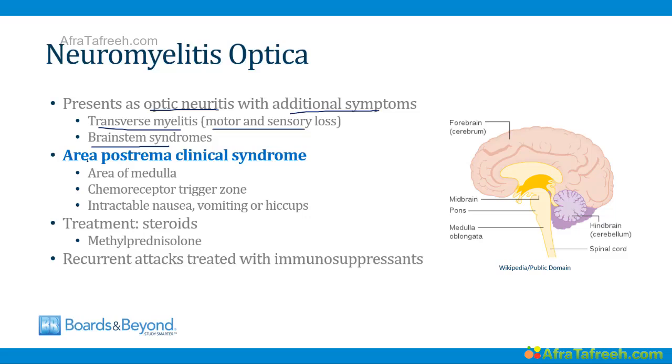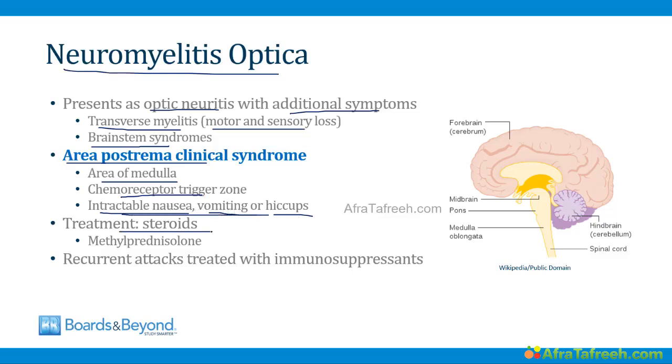There is one way that neuromyelitis optica can present that is different from MS, and that's called an area postrema clinical syndrome. The area postrema is an area of the medulla in the brainstem, and it's what contains the chemoreceptor trigger zone. This is what makes people nauseous when they receive chemotherapy. And so when neuromyelitis optica leads to lesions of the area postrema, that causes the patient to develop intractable nausea, vomiting, and hiccups. And this syndrome has been well described as being associated with neuromyelitis optica. The treatment is with steroids, usually intravenous methylprednisolone, and this is the same treatment that's used for exacerbations of multiple sclerosis.